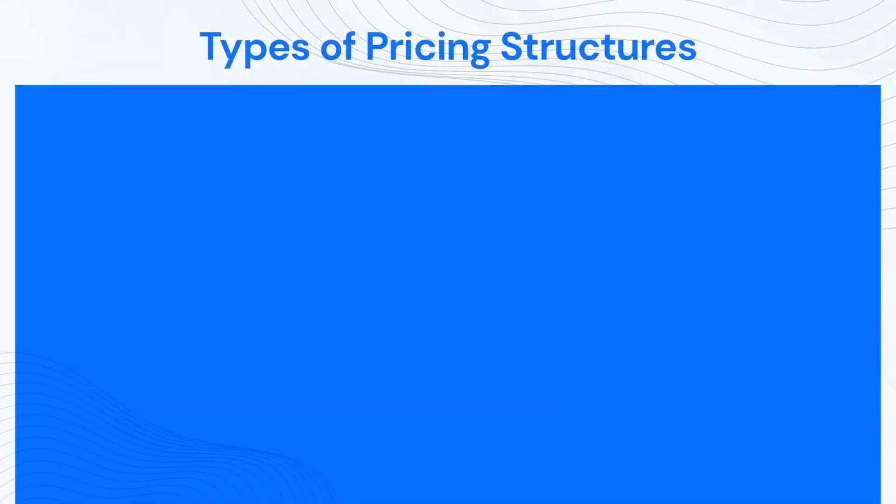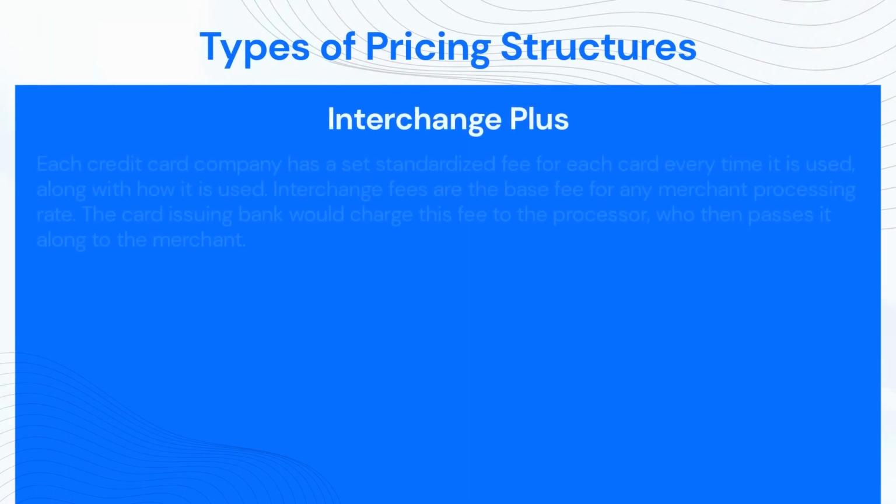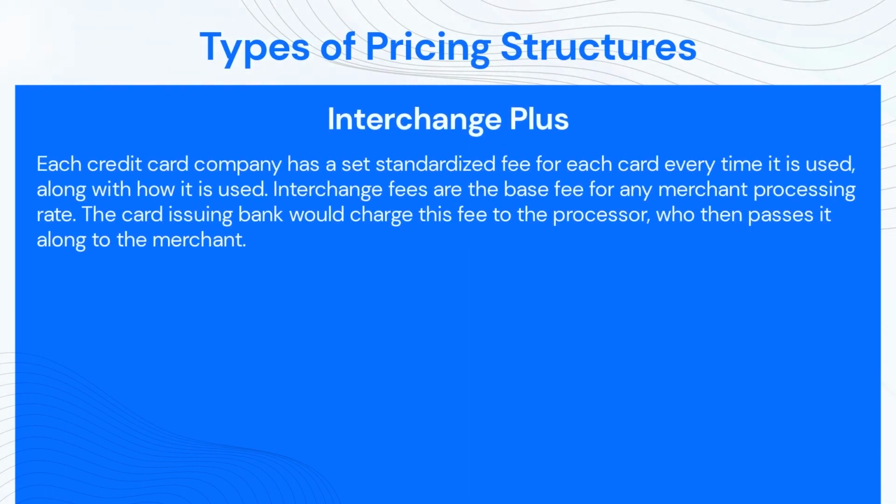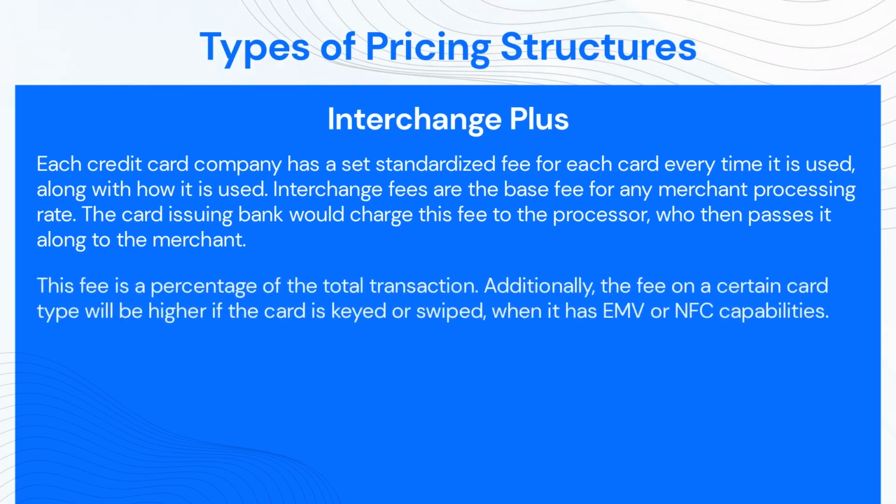Types of pricing structures. Interchange Plus. Each credit card company has a set standardized fee for each card every time it is used, along with how it is used. Interchange fees are the base fee for any merchant processing rate. The card issuing bank would charge this fee to the processor, who then passes it along to the merchant. This fee is a percentage of the total transaction. Additionally, the fee on a certain card type will be higher if the card is keyed or swiped, when it has EMV or NFC capabilities.